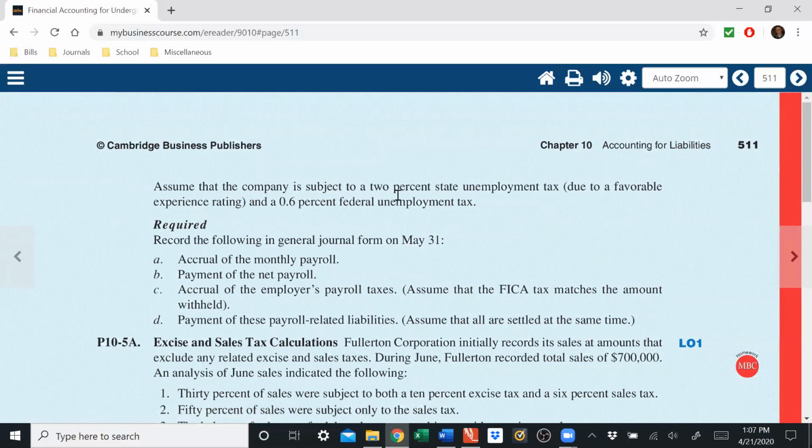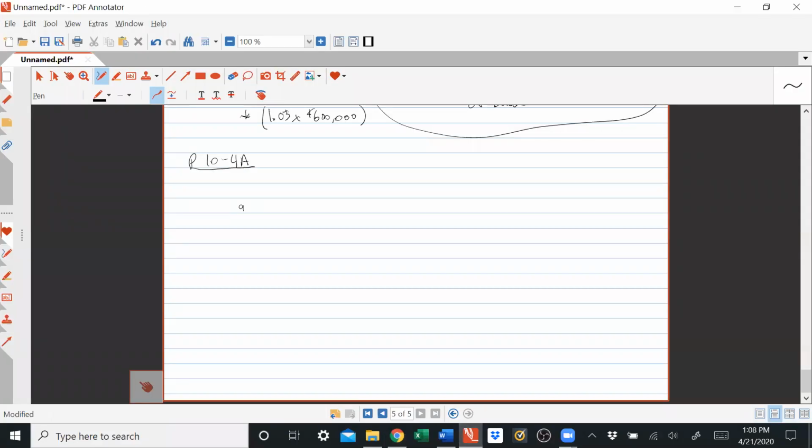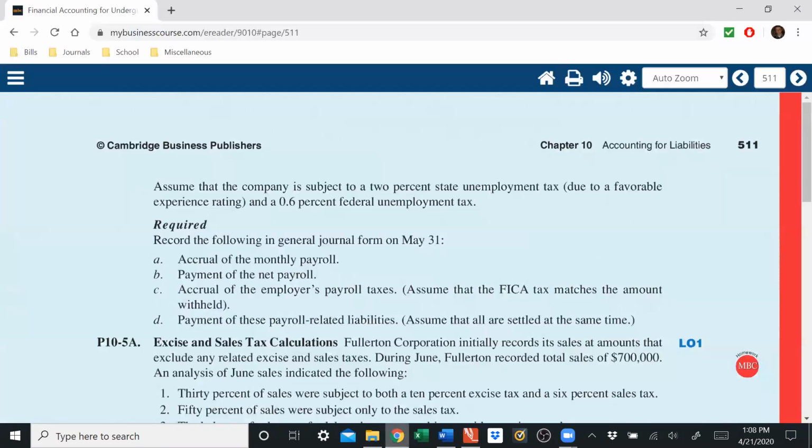Assume the company is subject to a 2% state unemployment tax and a 0.6% federal unemployment tax. Record the following. Make a journal entry on May 31st for each of these things. So on Part A, we have to make a journal entry for the monthly payroll. So let's go and do that.